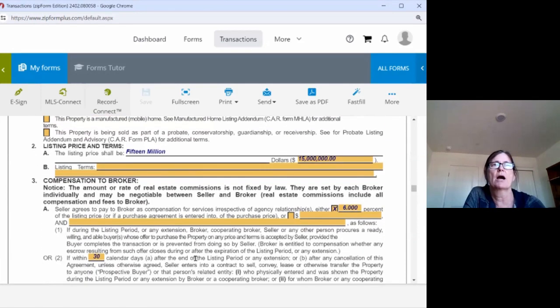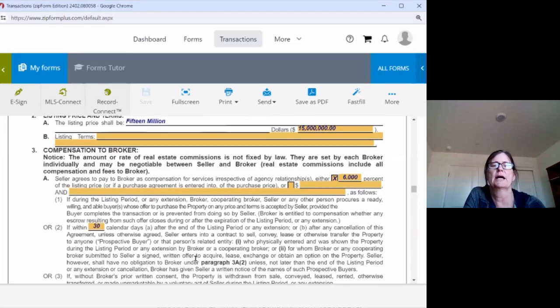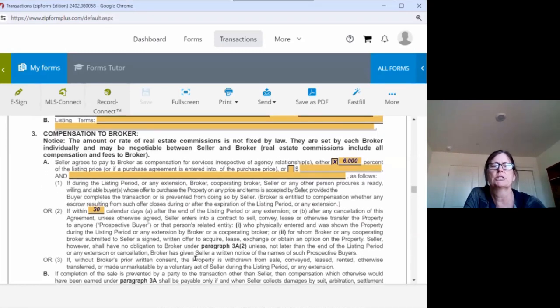Okay, and then we're going to come to compensation to broker, because obviously we're in this business to make money, and so we want to get paid.